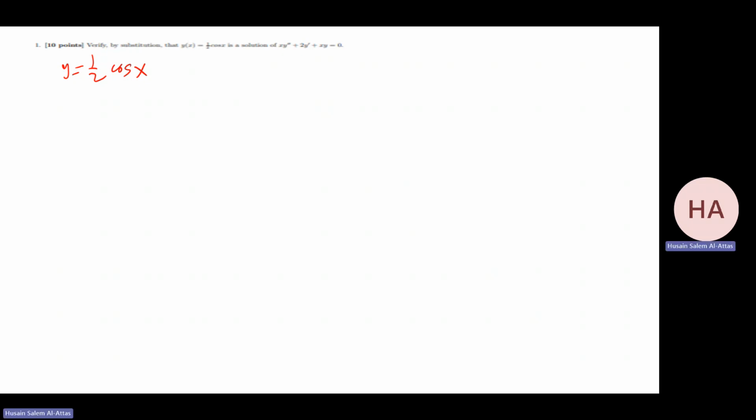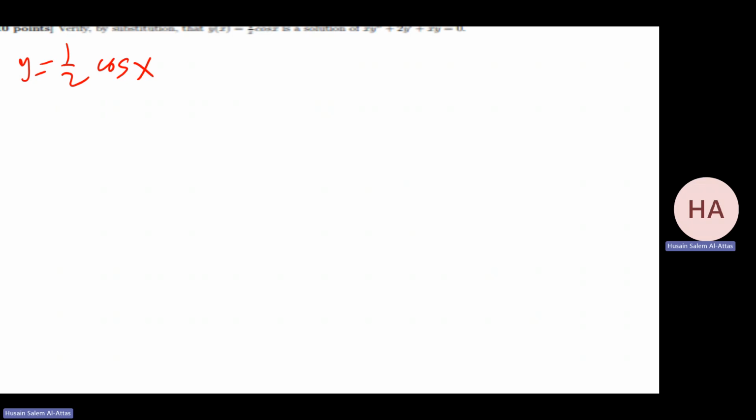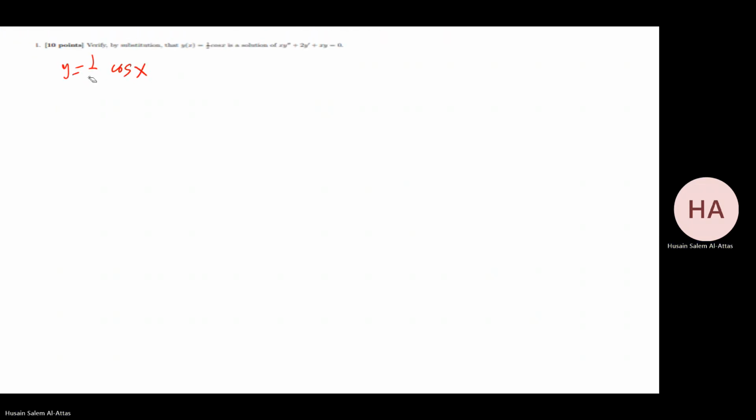No, it's not half. It's 1 over x, I think. Yeah, 1 over x. That is 1 over x. Okay, and this is the differential equation. Let me write it here, plus. So I need to find y prime and y double prime.